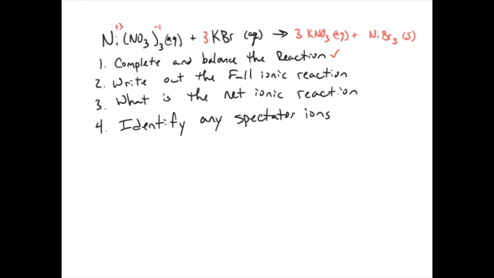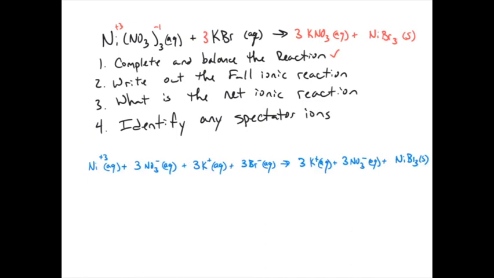The next thing I want to do is take the overall reaction and write out the full ionic reaction. So here it is in blue. I took the overall reaction on the top, and I split up anything that was aqueous into its ions. And so 1 nickel 3+ and 3 nitrate ions are right here, and then the 3 potassium bromides, potassium being a +1, bromine being a -1, and I put those right here.